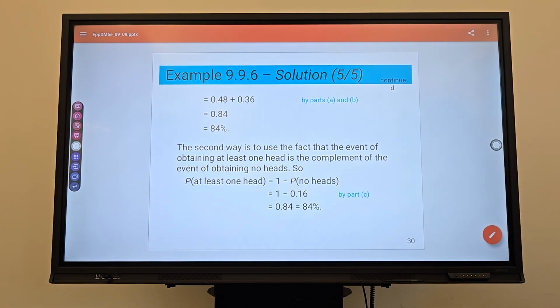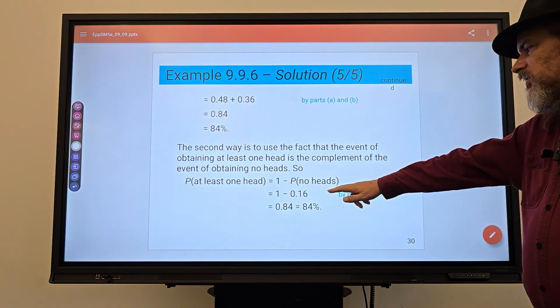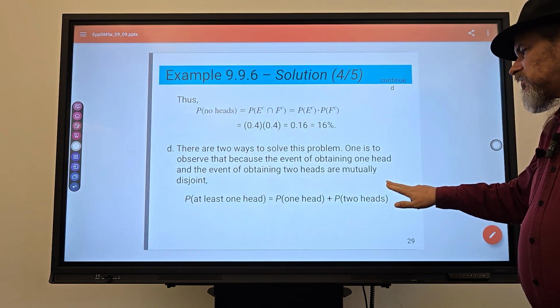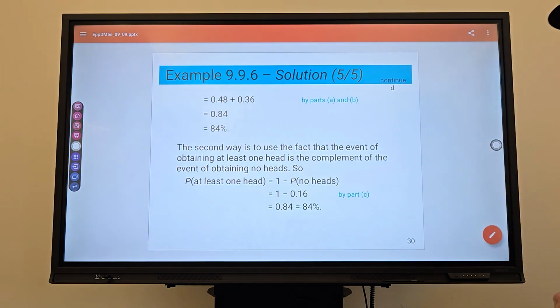The second way to determine this was the complement of the previous result, which gives you 1 minus 0.16, or 0.84.